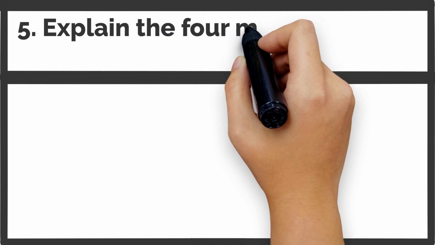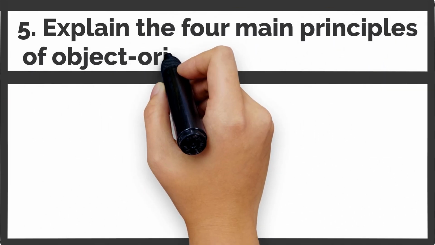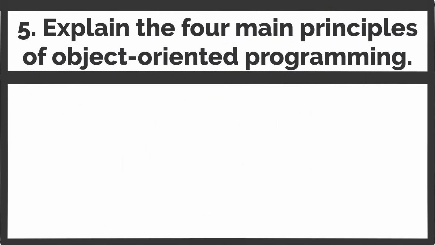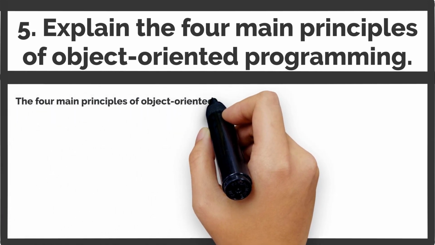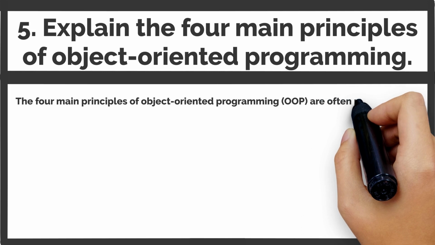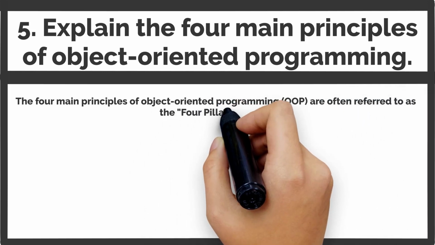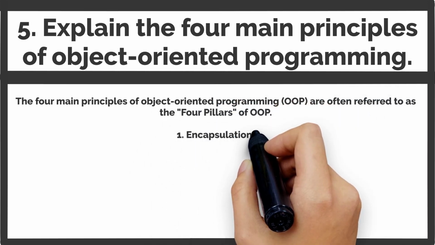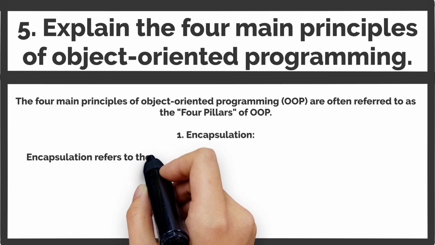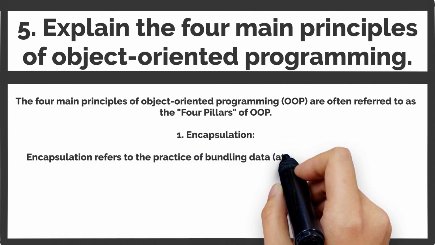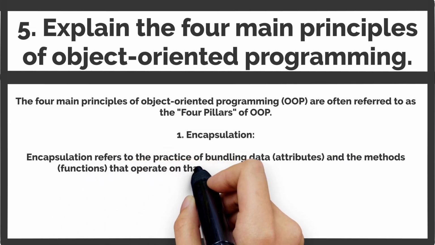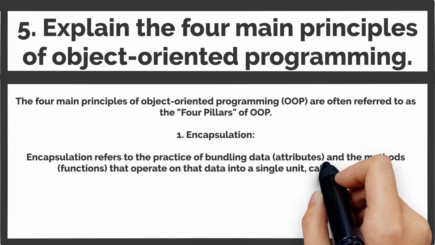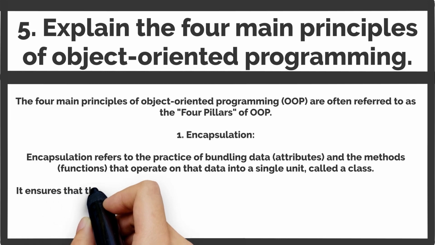5. Explain the 4 main principles of object-oriented programming. The 4 main principles of object-oriented programming, OOP, are often referred to as the 4 pillars of OOP. 1. Encapsulation. Encapsulation refers to the practice of bundling data, attributes, and the methods, functions, that operate on that data into a single unit, called a class.